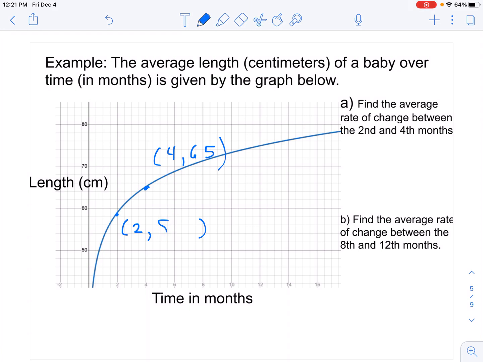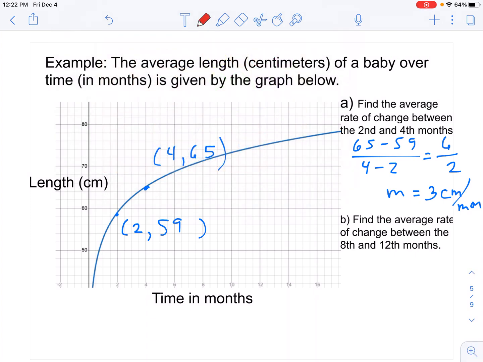And then we're just going to find the slope. So we're going to do the change in y's over the change in x's. Three centimeters per month. Let's see if it changes.